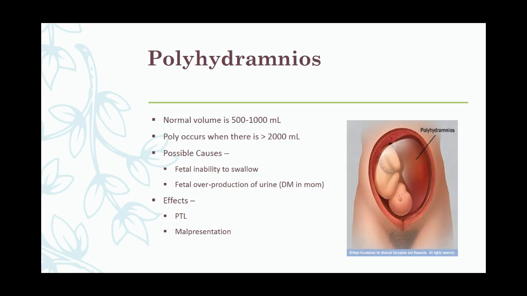The effects that this will have on a pregnancy are that it will cause preterm labor, and it will also cause malpresentation in the fetus. What that means is that the baby will not present head down into the vaginal canal. So there will be a malpresentation, or a bad presentation. It might be the shoulders trying to come out first, or a breech where the butt is trying to come out first. That's also considered a malpresentation.